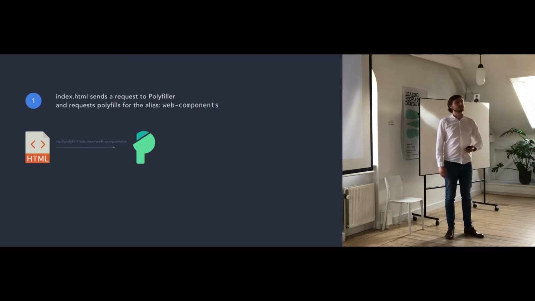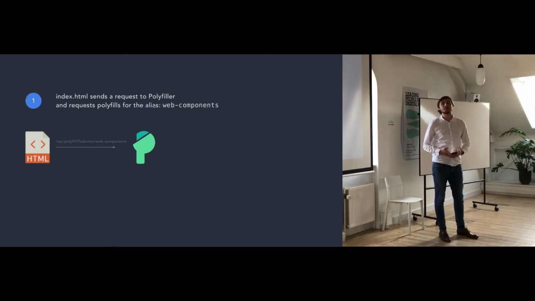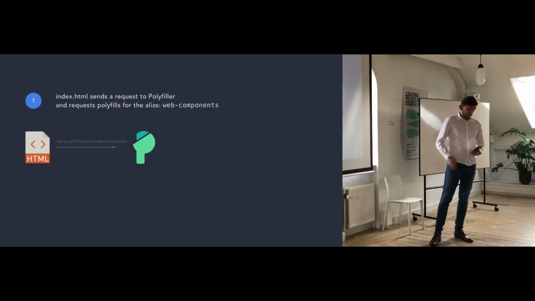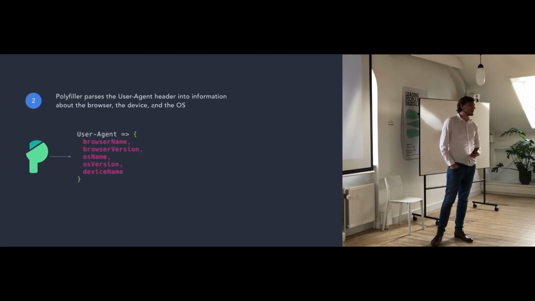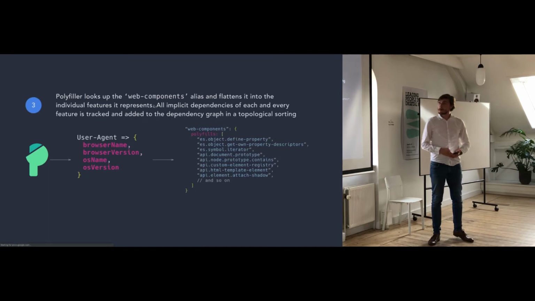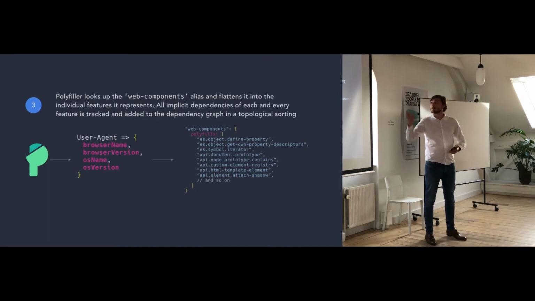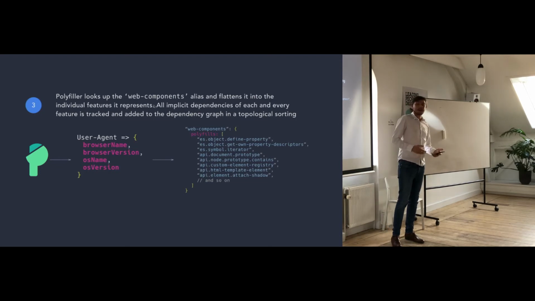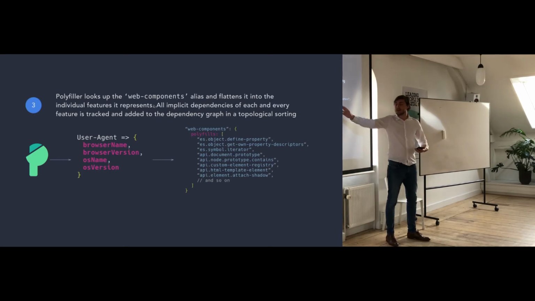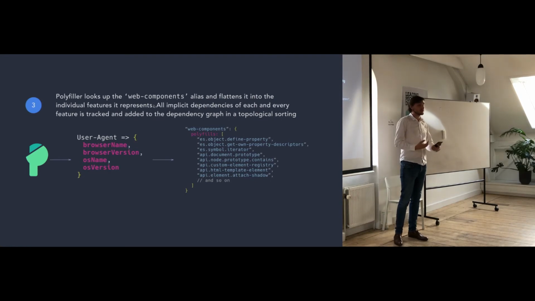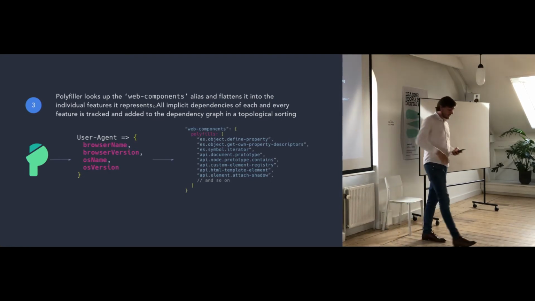So let's see how it works in the browser. Because by the way, it also works in web workers. It also works in Node. So let's say that you have an index.html file and you request support for web components. Polyfiller will receive the request and parse the user agent information into a browser name, browser version, OS name, and OS version. It then looks up the web components name, but that's just an alias for a multitude of features. Like some of the JavaScript features we spoke about, also something like web APIs, Node.prototype.contains, custom element registry, and so on. It takes care of all that, because Node.prototype.contains may also depend on other implicit dependencies that we spoke about.